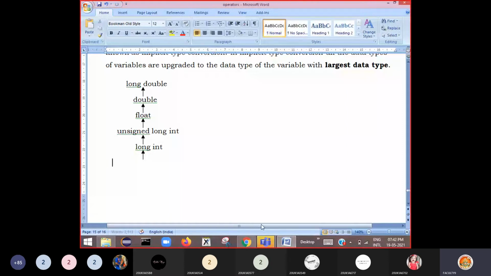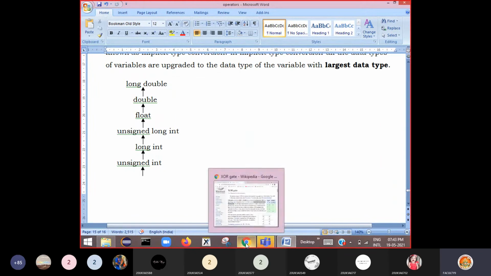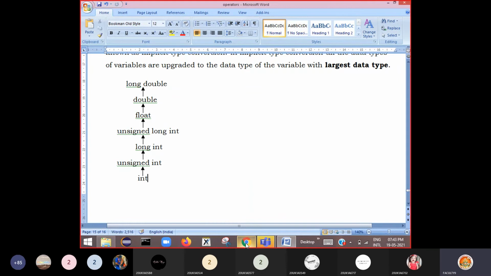That's why I'm showing the arrow towards up, so that lowest type will be upgraded to highest type here. Okay, so then unsigned int will be upgraded to long int. This is very important, even though this is beyond your first year knowledge, but I want to introduce this here, so that being a programmer, you should know this.